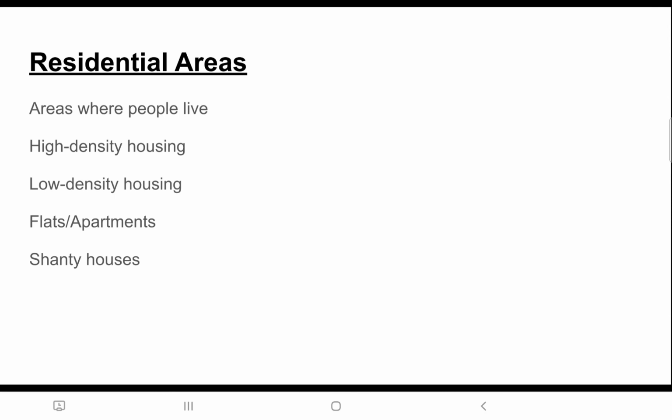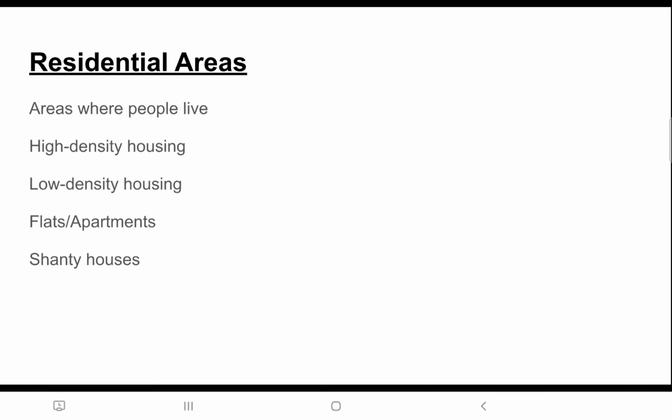We also have residential areas. These are areas which are, well, residential. It's where people live. So we can have high density housing, low density housing, flats and apartments, shanty houses. So these are the different kinds of residential areas.